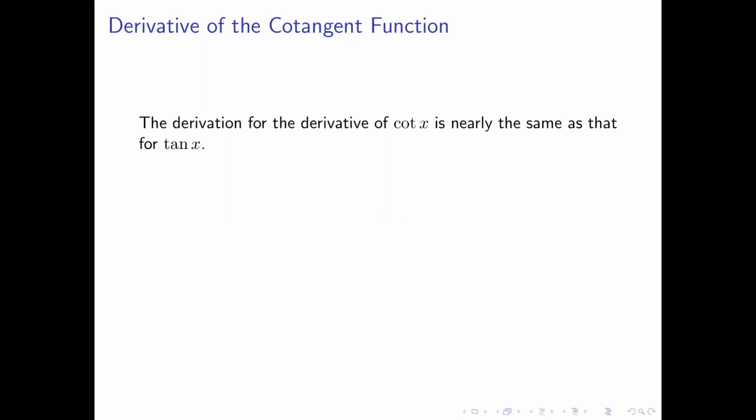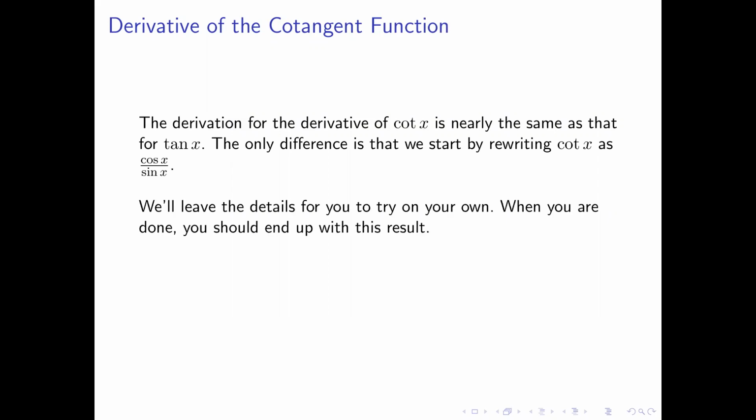For the derivative of the cotangent function, the work is very similar. The difference is that for the cotangent function, we start by rewriting it as the cosine of x over the sine of x, rather than the sine of x over the cosine of x. But after you do that, everything is nearly the same, so we'll leave the details for you to try on your own. I'll just tell you what you should end up with. You will find that the derivative of the cotangent of x is negative cosecant squared of x.